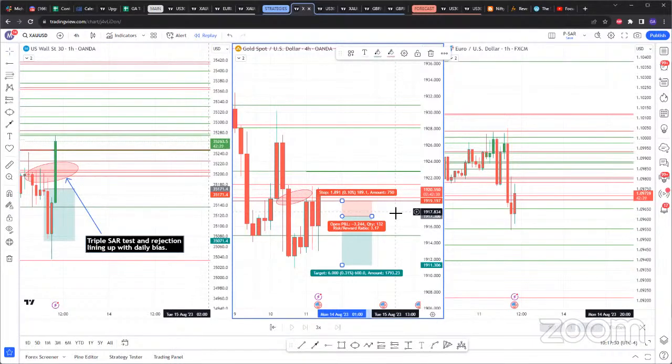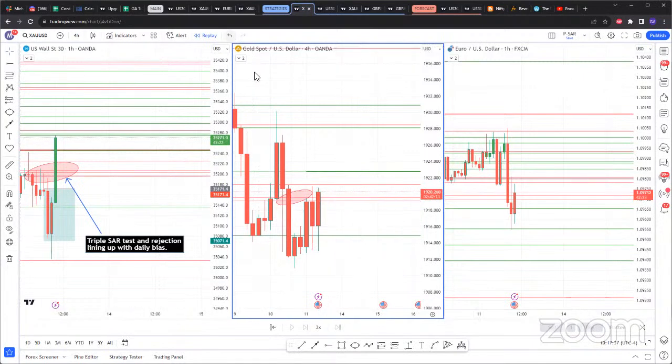But again, always be cautious trading on Fridays. I don't trade on Fridays. My Friday trades, I take them on Thursday, mid New York. So let me know if that made sense to you guys.